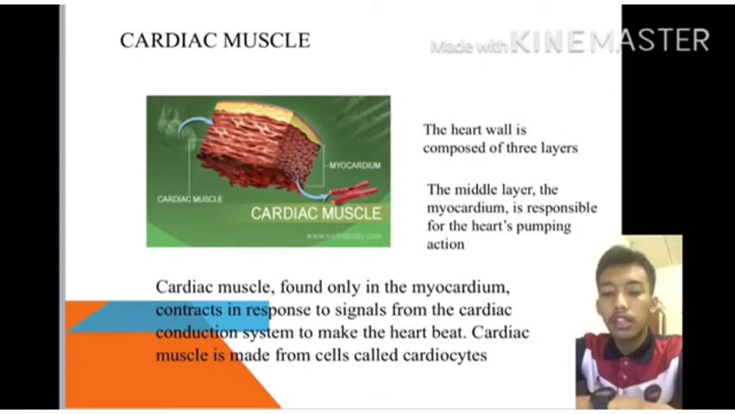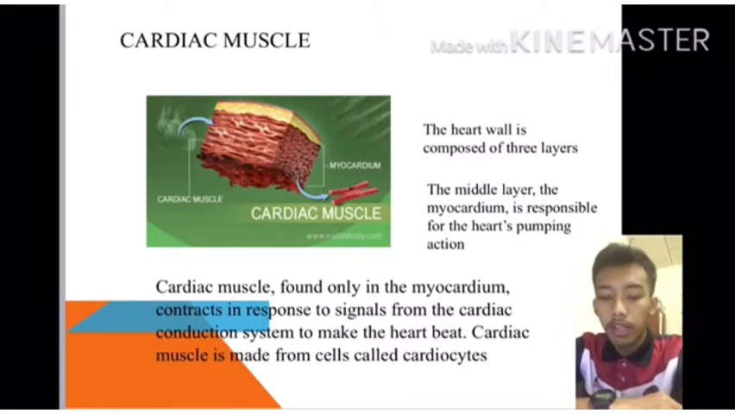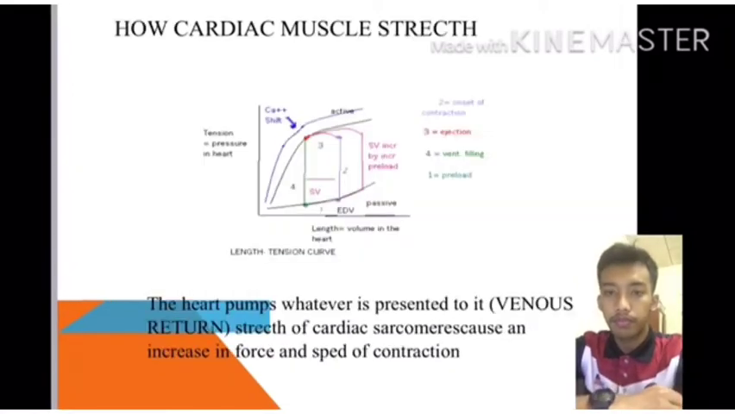Okay, these are some characteristics of cardiac muscle. For microscopic appearance, it is branched and has cylindrical fibers, and it has a single centrally located nucleus. The location is the heart, and the junctions between the fibers, the intercalated discs, contain gap junctions and desmosomes.